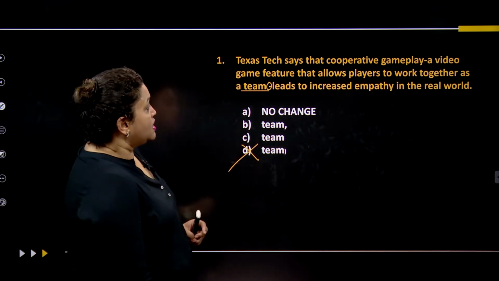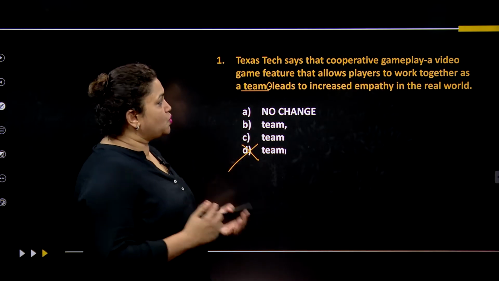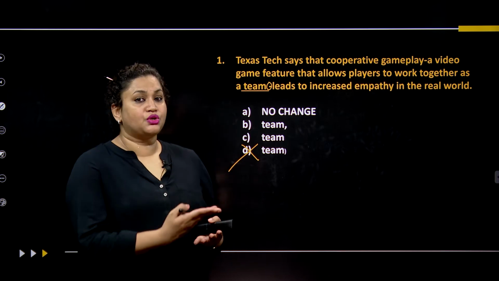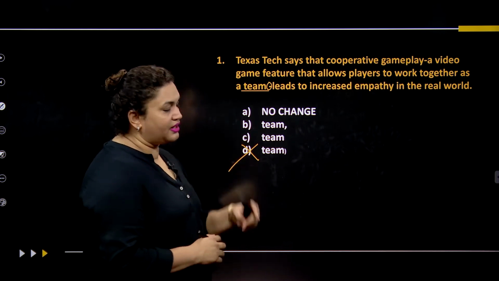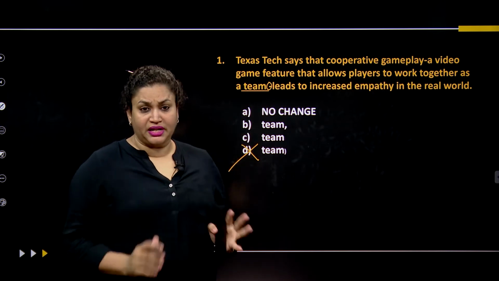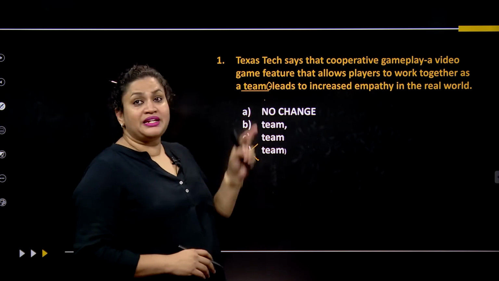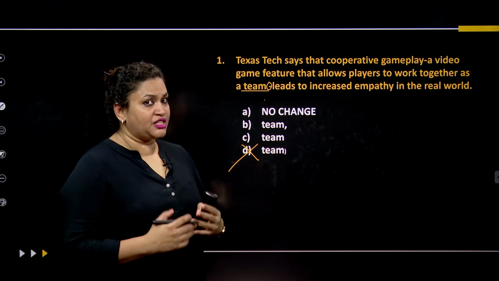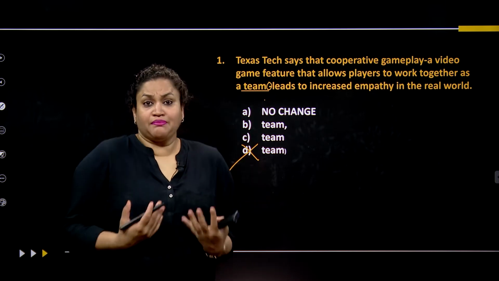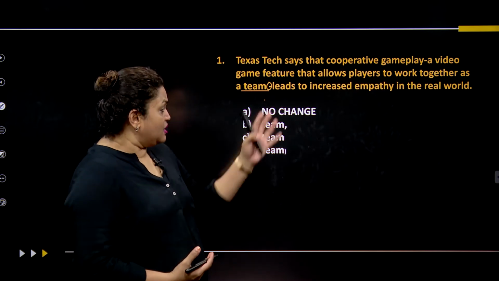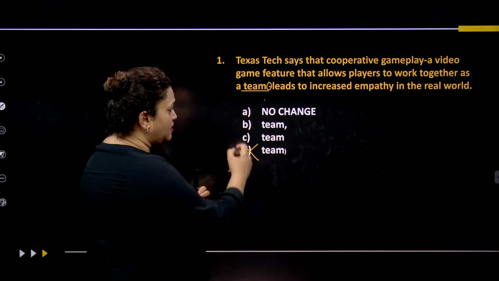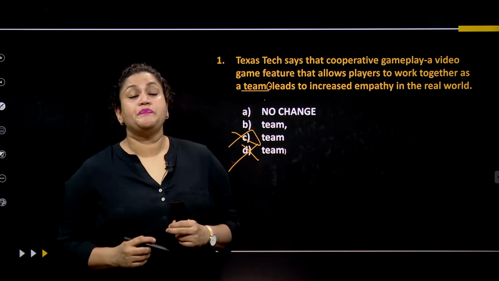Now, that allows players to work together as a team, leads to increased empathy in the real world. Now, this cannot go together, definitely for sure. There should be something called "and," or it is something more than "and." So therefore only "team and leads to" does not work. So we will strike this out.